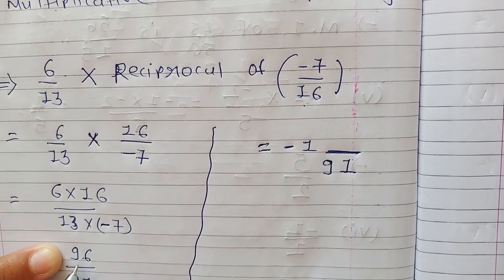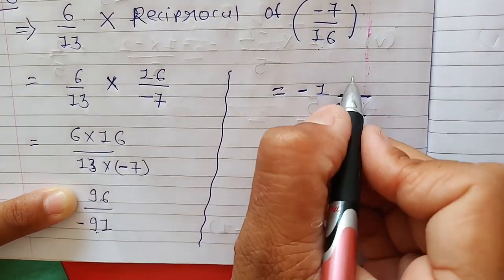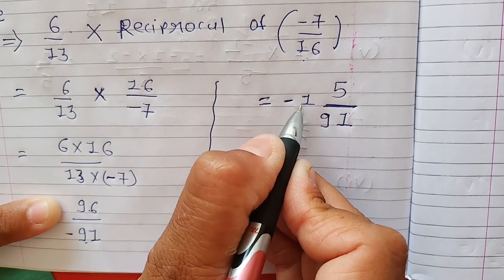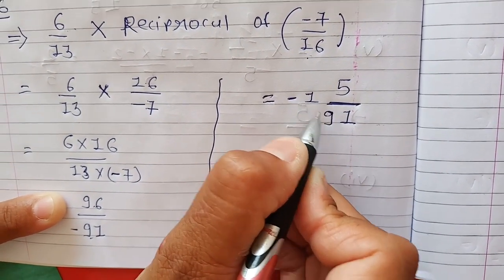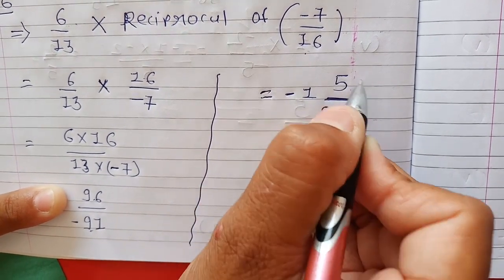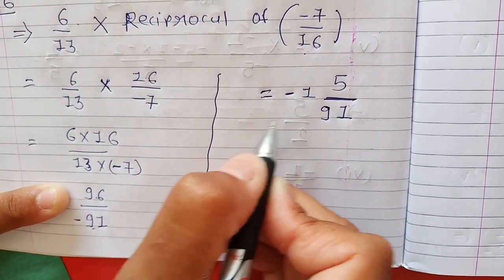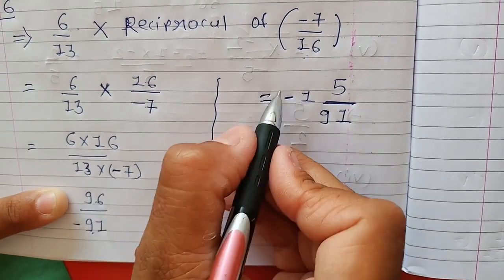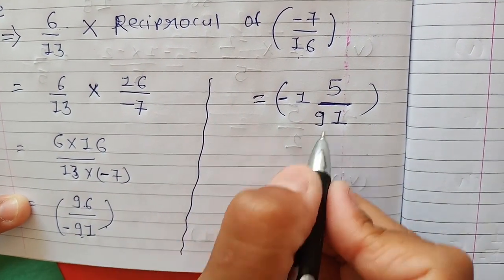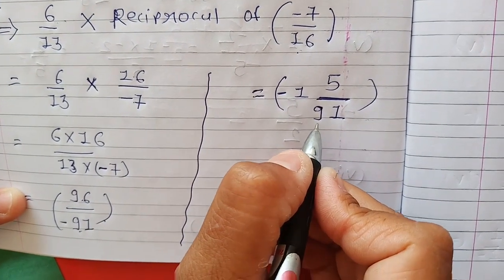But how much is remaining? We have to make 96, so after 91 only 5 is remaining. So 91 multiplied by 1, then our answer is 91 plus 5, so our answer is 96. So this is the mixed fraction of this number. So this one and this one are both your answer.